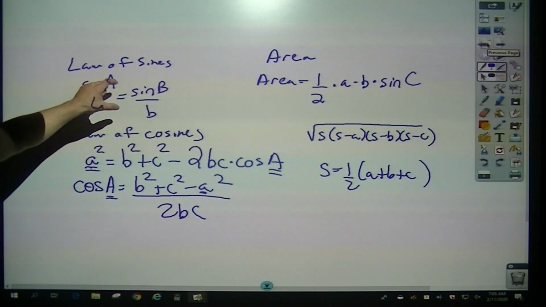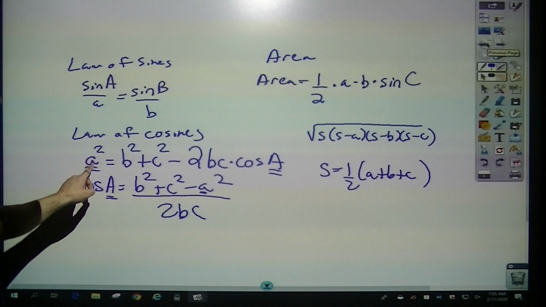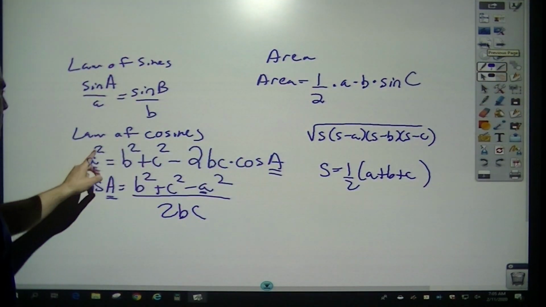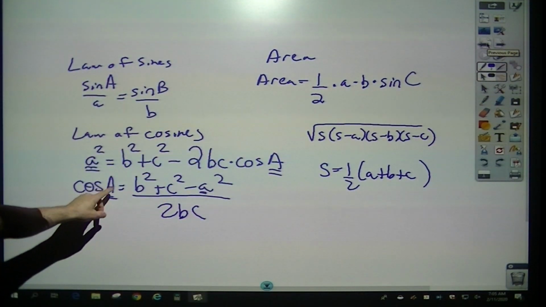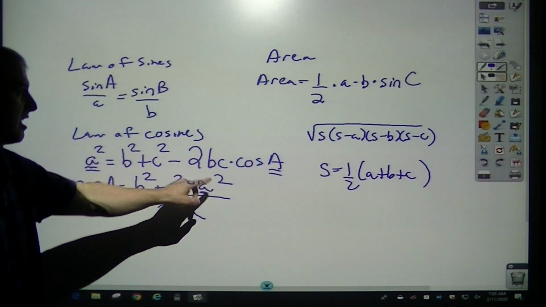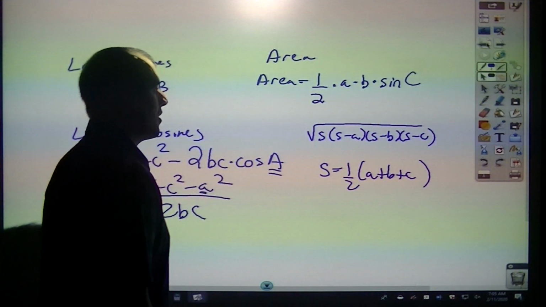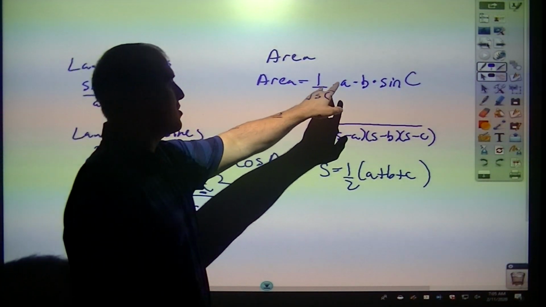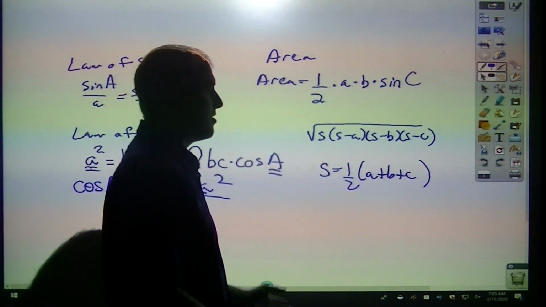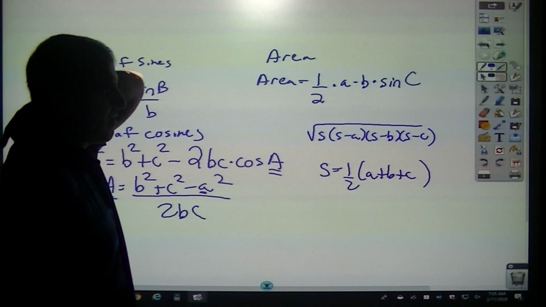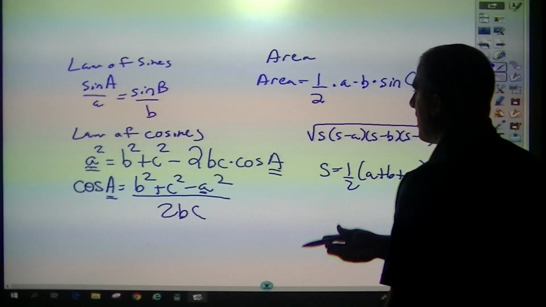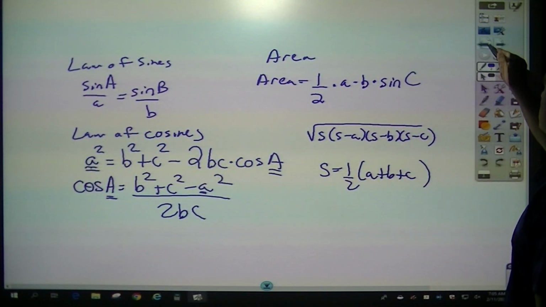For law of sines, it's pretty easy. Law of cosines, whatever letter you're trying to find, that angle goes there in the formula. Area, you use that more for a law of cosines situation, where you have two sides, an angle and none of the letters match, and that's another area formula. So you can pause that and write that down if you need to.